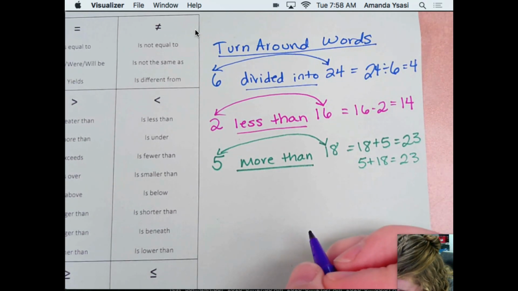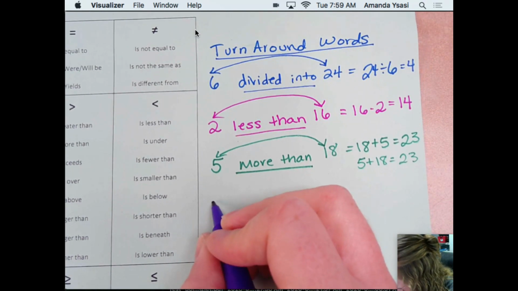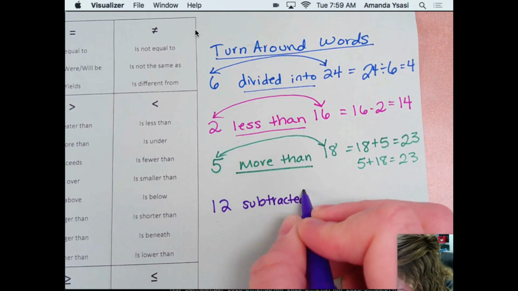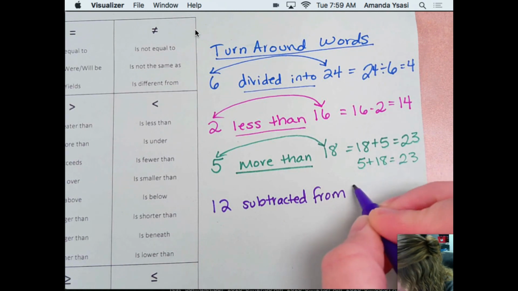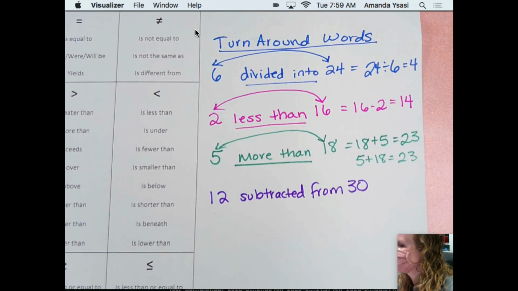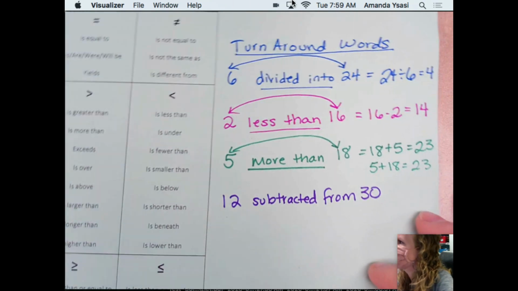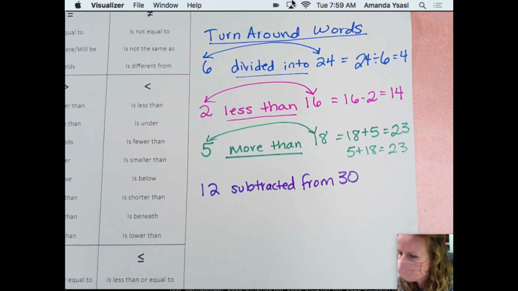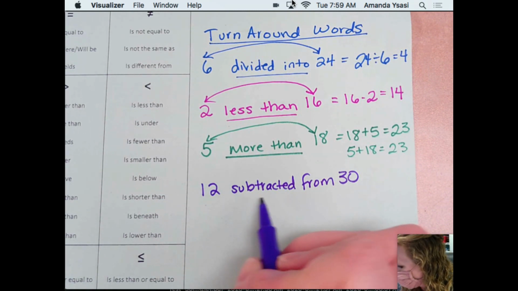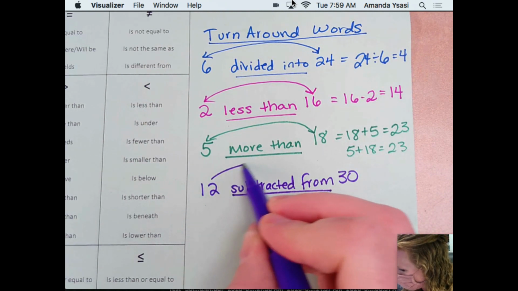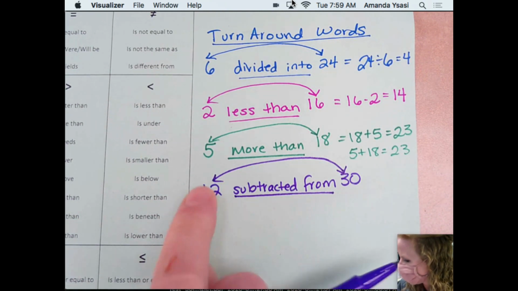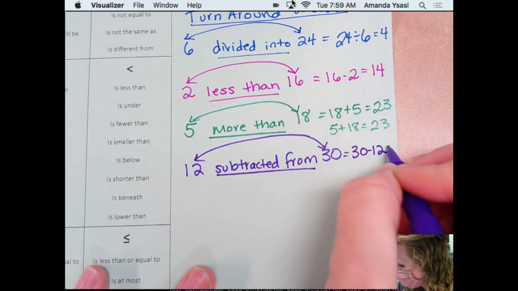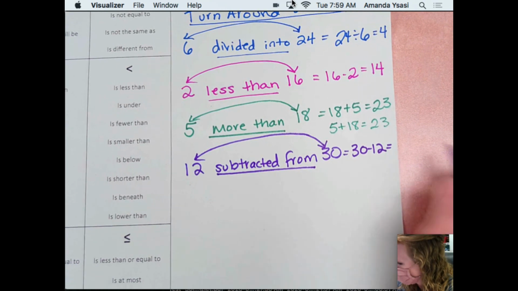Okay, let's do 12 subtracted from 30. So subtracted from is a turnaround word. So I'm going to turn these around. It's saying 12 is subtracted from 30. So that means you have 30 and you're going to subtract 12 from it, which is 18.